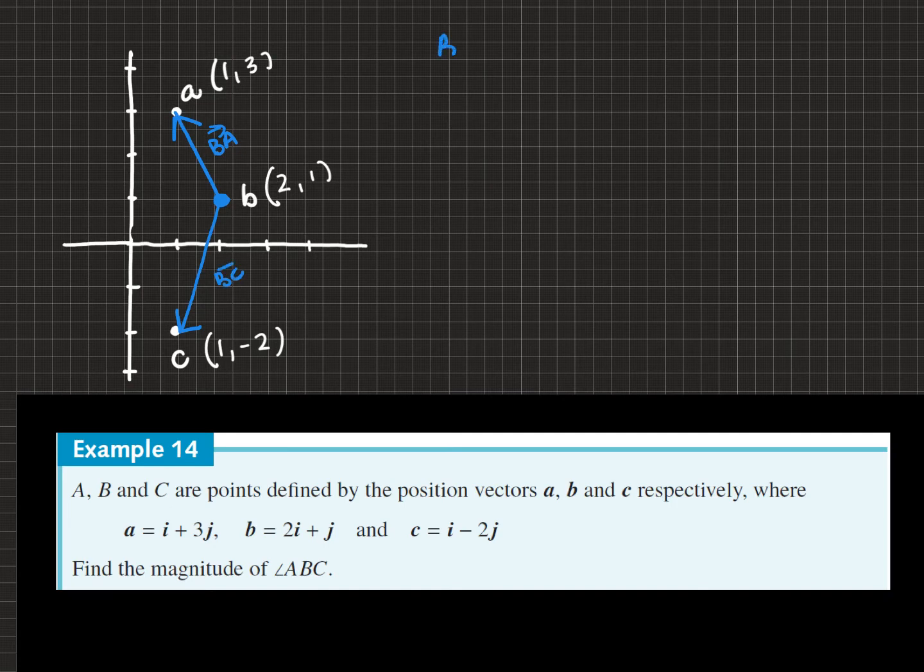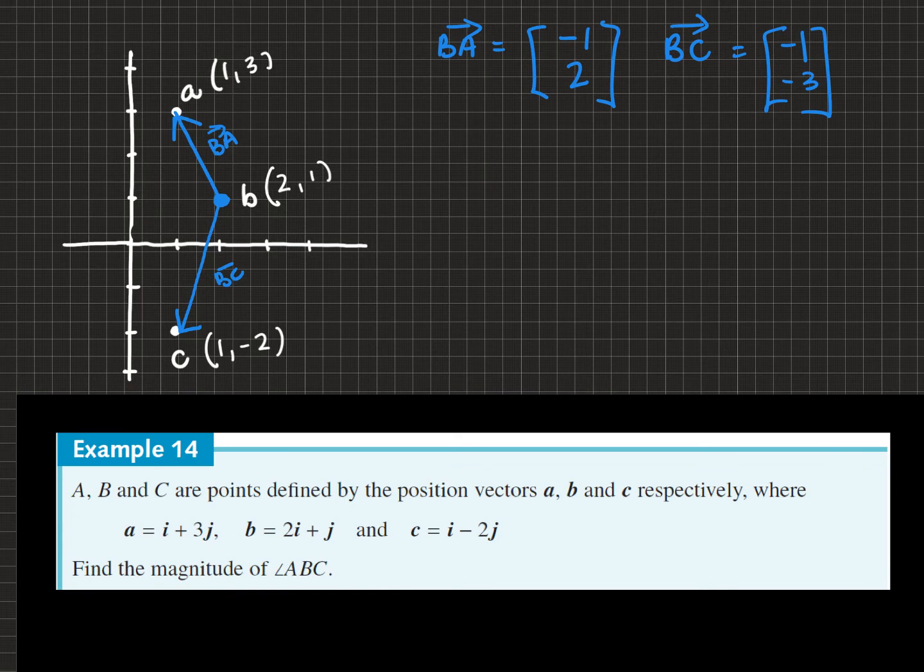Okay, what is vector BA? Well, it's going to be A minus B. 1 minus 2 is negative 1. 3 minus 1 is 2. What is vector BC? Well, it's going to be C minus B. 1 minus 2 is negative 1, and minus 2 minus 1 will be minus 3.